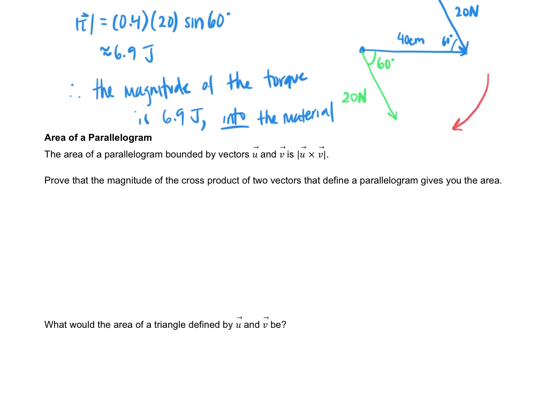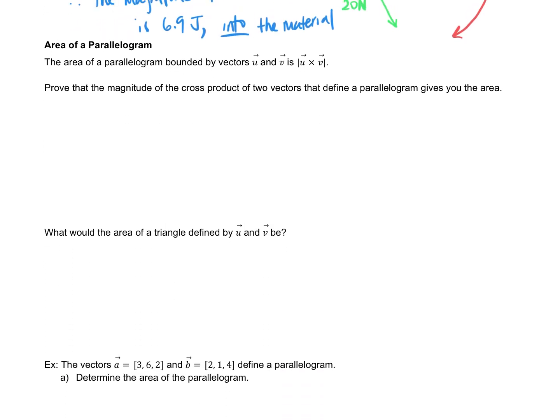The next application we're going to look at is the area of a parallelogram. The area of a parallelogram that is bound by two vectors, let's say u and v, can be found by taking the magnitude of the cross product of those two vectors. So let's start off by proving that. I'm going to draw a parallelogram first, and it's bound by u and v. So that's vector u, that's vector v, and then there's the parallelogram.